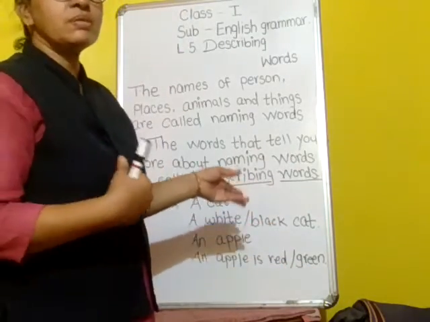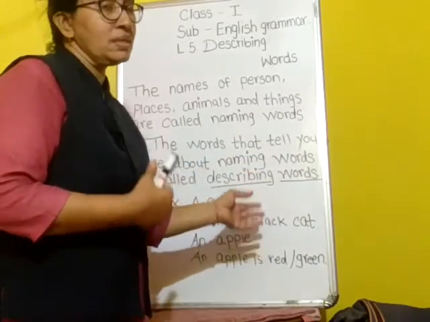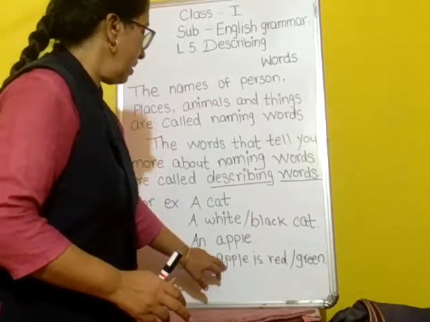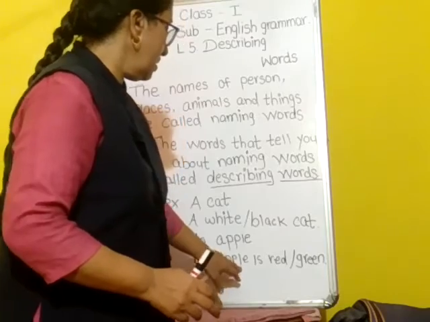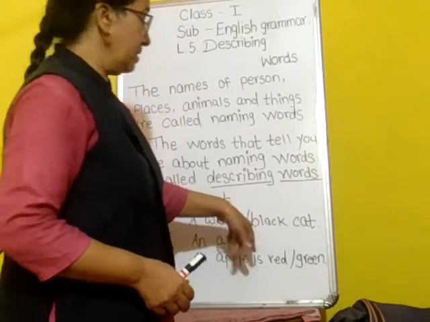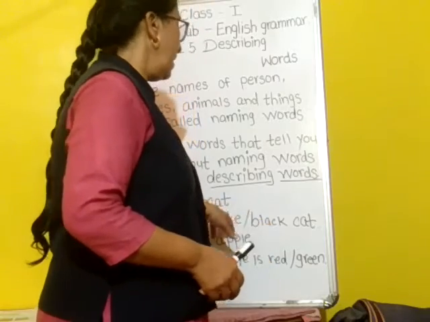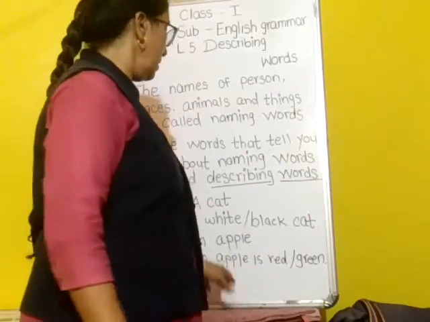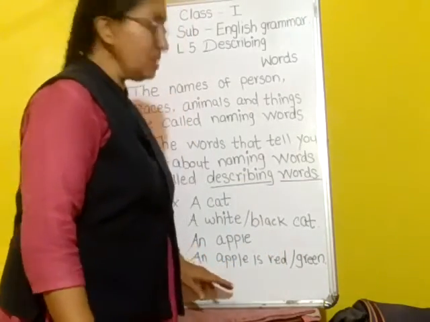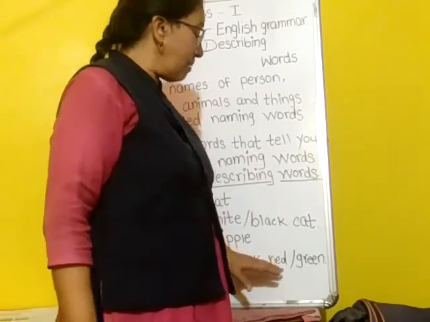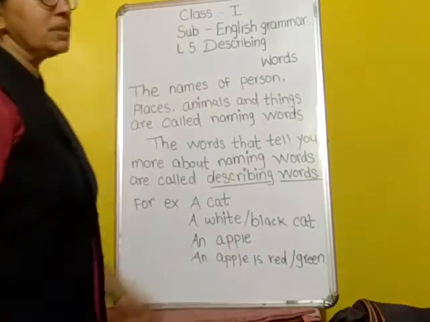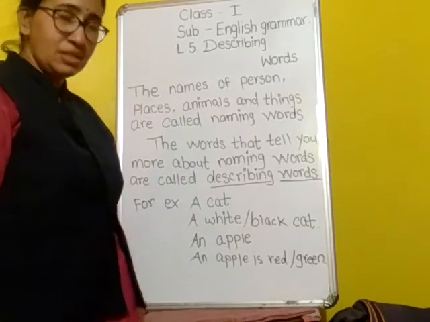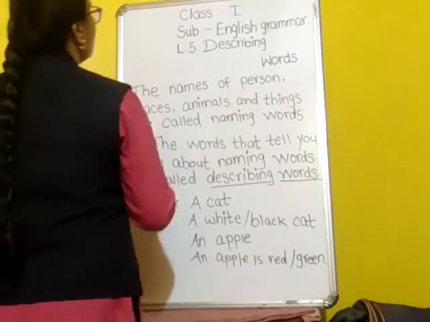So what are these words, red and green? These words red and green describe the color of that noun apple. In the same way we have seen in black and white, they describe the color of the animal cat. In the same way here, red and green describe the color of an apple. That apple may be of red color or green color. So they describe that apple, and that's why they are describing words for the noun apple. Understood? One more example I want to give you.